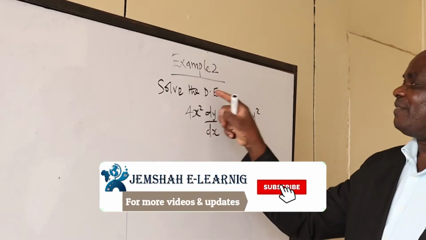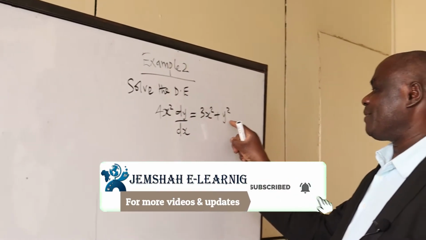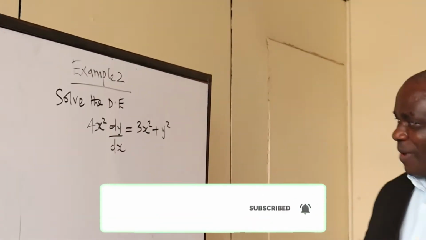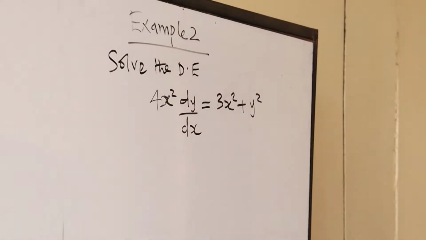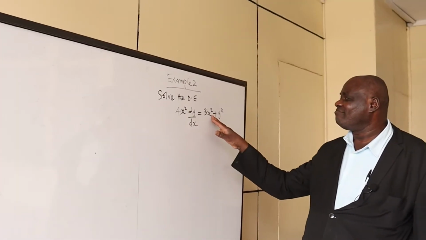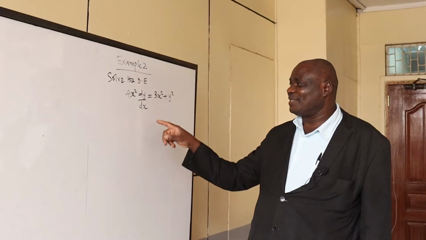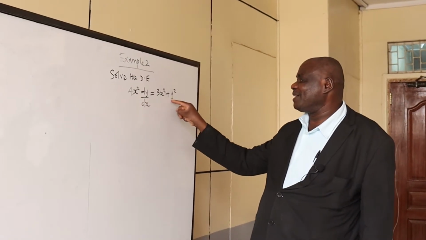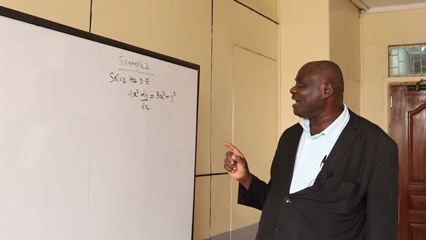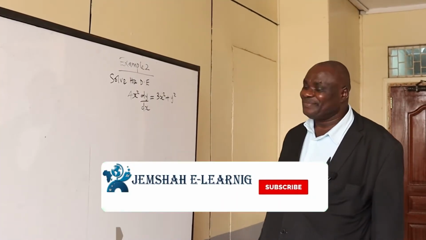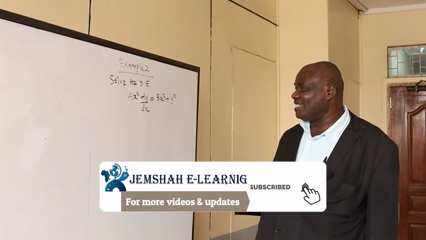So example 2, solve the differential equation 4x squared dy dx is equal to 3x squared plus y squared. Now, this is another first order homogeneous differential equation. This is of degree 2. But if we try to separate the variables here, we may not be able to do that easily.